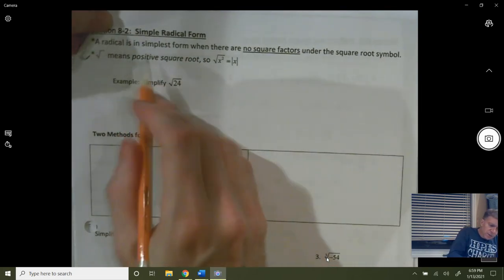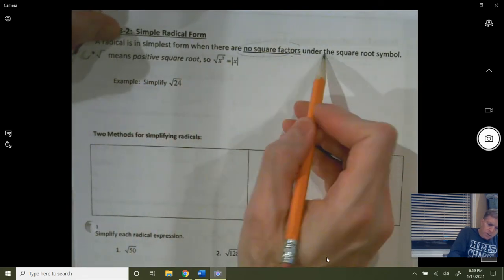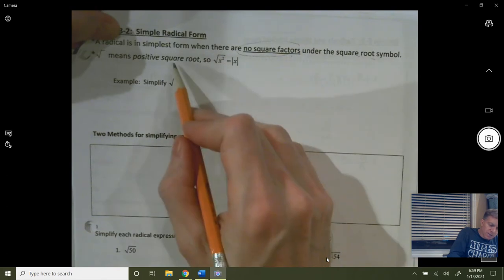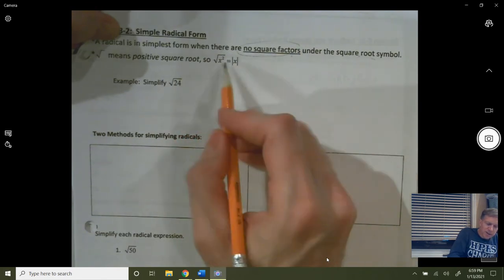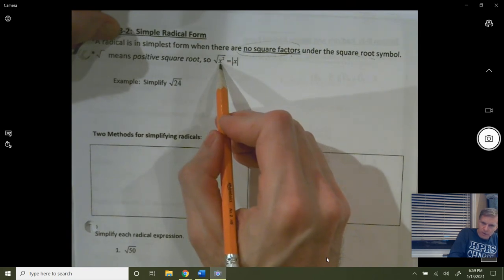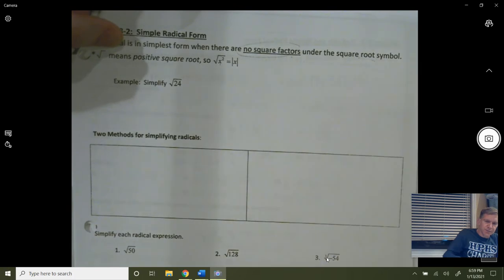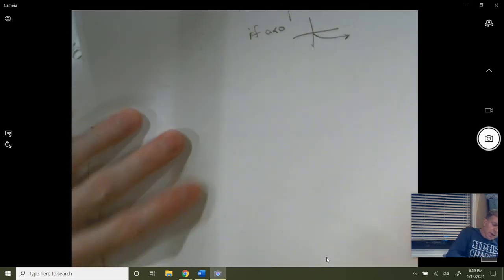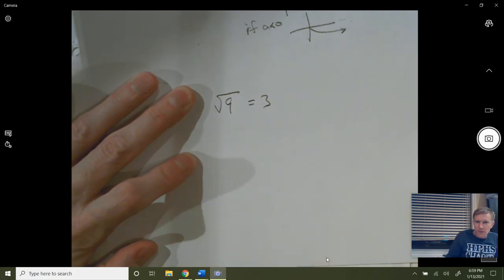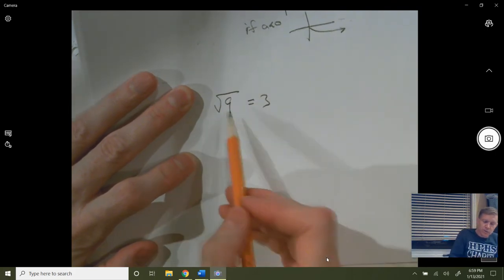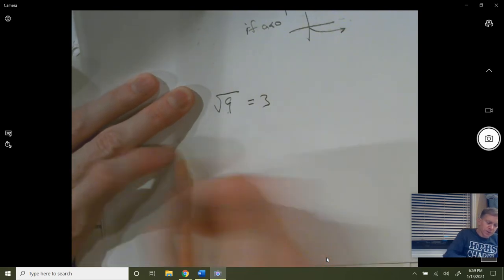So a radical in simplest form, where there are no square factors under the square root symbol, means a positive square root. Anytime you take a square root of a number, you get a positive, and you can't take a square root of a negative number. For instance, when I take the square root of 9, I get 3 and only 3. Some students want to say the square root of 9 is 3 or negative 3. That's not true. Let me give you an example.